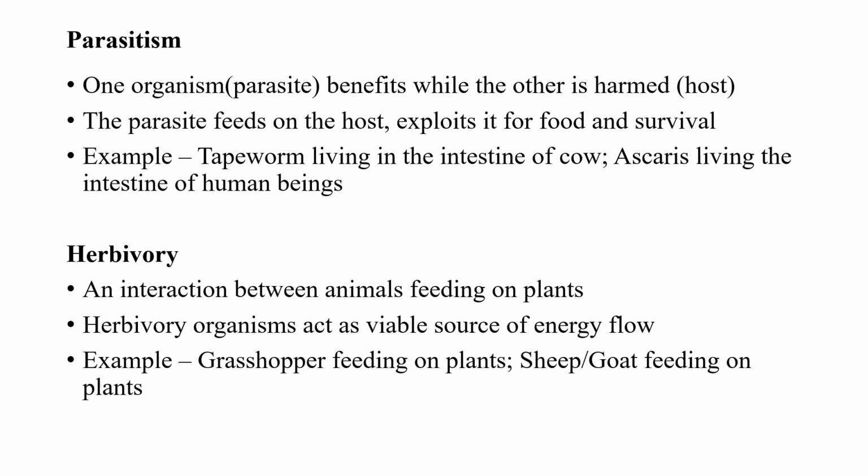Then we have another interaction that is referred to as herbivory. Herbivory is an interaction between animals feeding on plants. Herbivorous organisms actually act as a viable source of energy flow. For example, we have a grasshopper feeding on plants, and we have sheep or goat also feeding on plants.